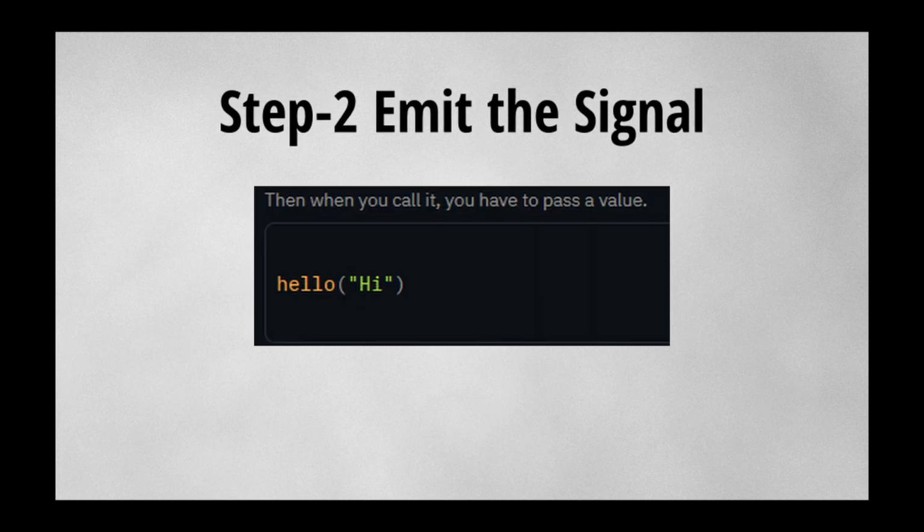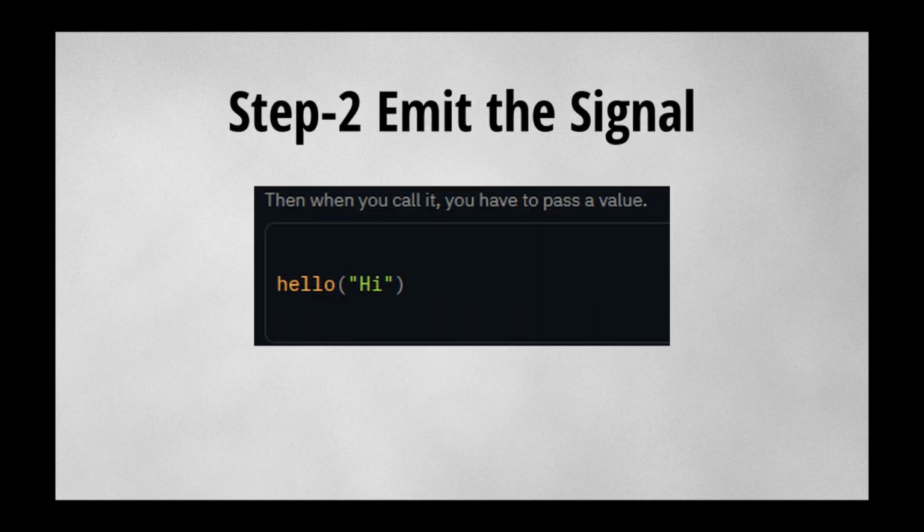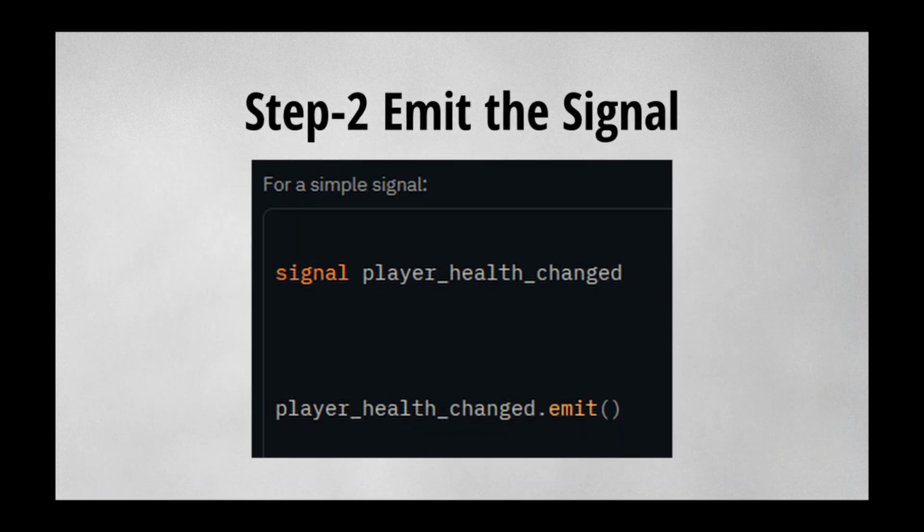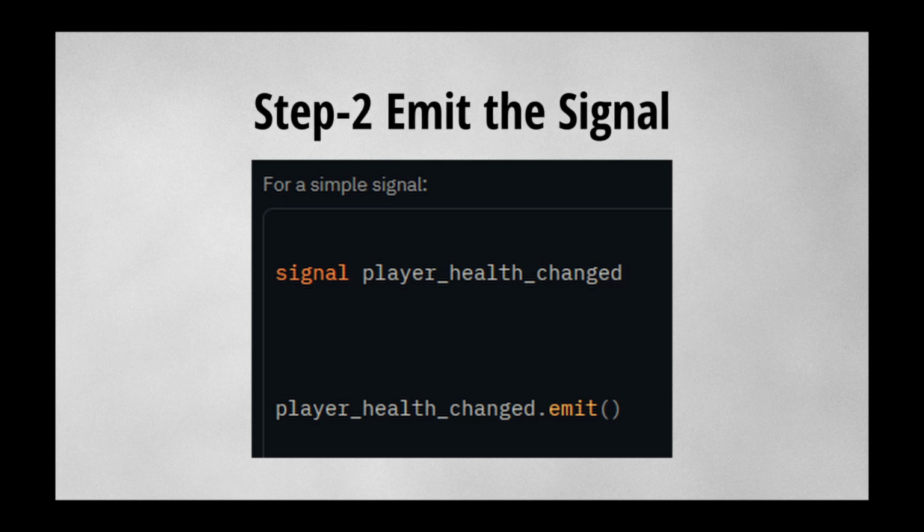Step 2. Emit the signal. What does emit mean? It actually is simple. Emit just means fire the signal. Just like you call a function, you also call a signal. For a signal with data, you call it like this. For a simple signal, you call it like this. That's it. If your signal accepts a value, pass one. If it doesn't, don't.